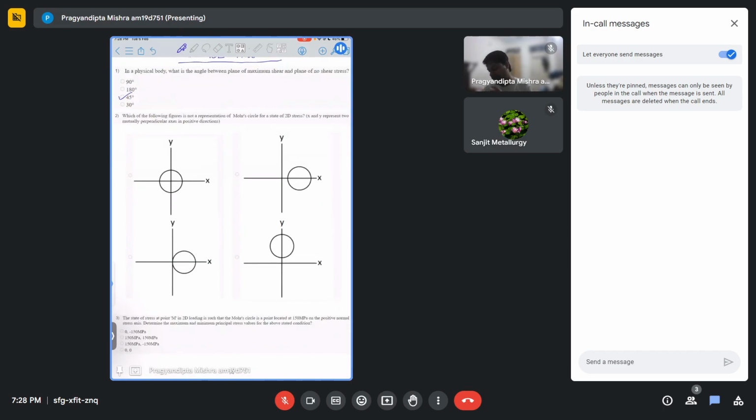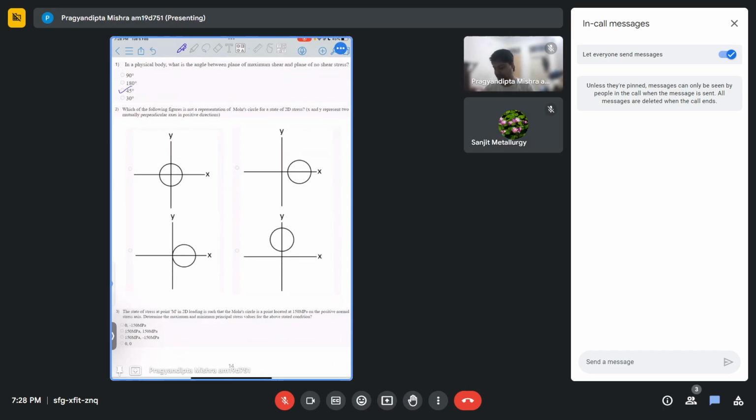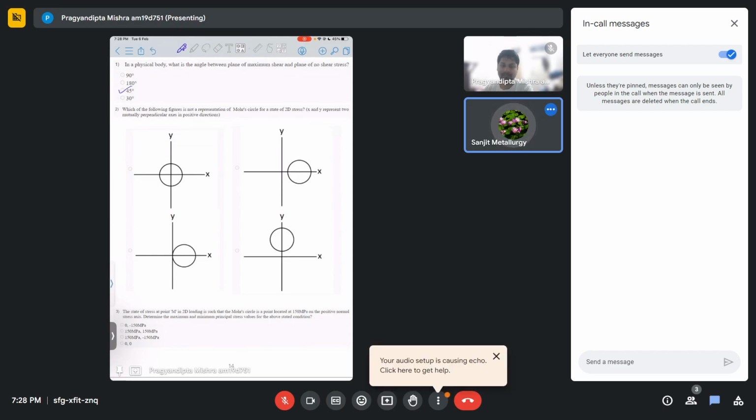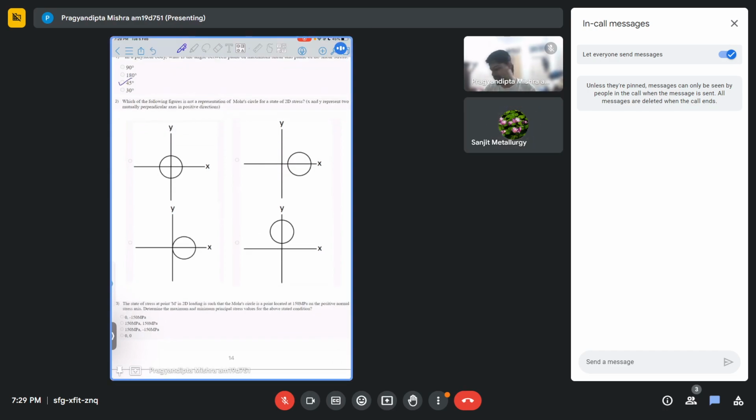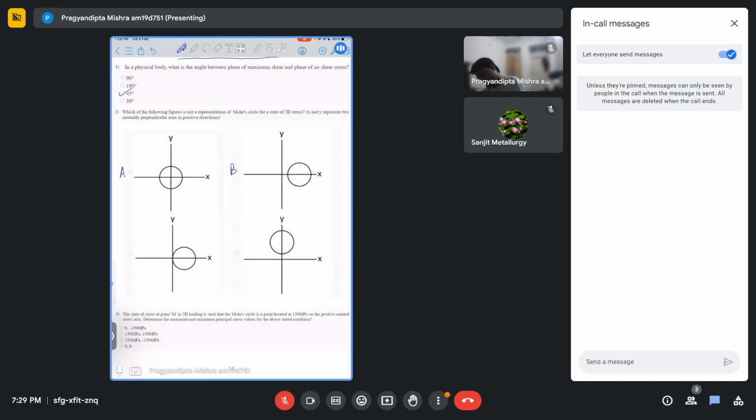So now in the next question, they have given us 4 different Mohr circles, and they are asking us which of these are actually not a representation for a 2D state of stress. Among these 4, I hope you can see the question clearly. Which among these are not a representation? Sir, can you mark it as A, B, C, D? Yeah. So this is your A, this is your B, this is your C, and this is your D.